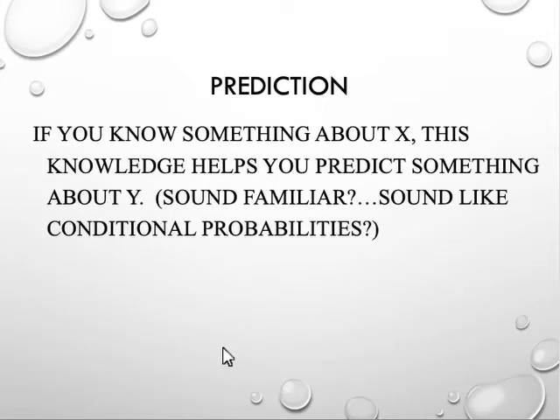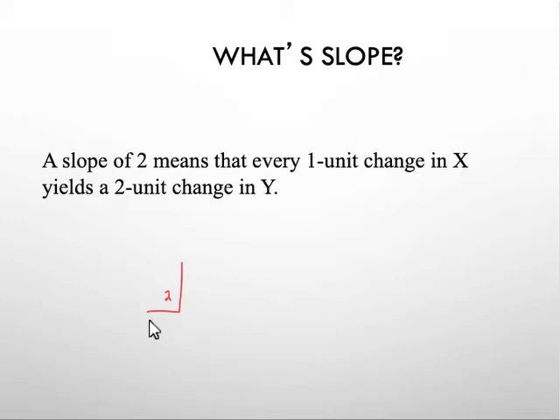Prediction. If you know something about x, this knowledge helps you predict something about y. So when we look at this, if we knew the value of x, we could predict what their score on y would be because our slope is 2. So if we knew that x equaled 3, we would expect a score of 5 on the slope.